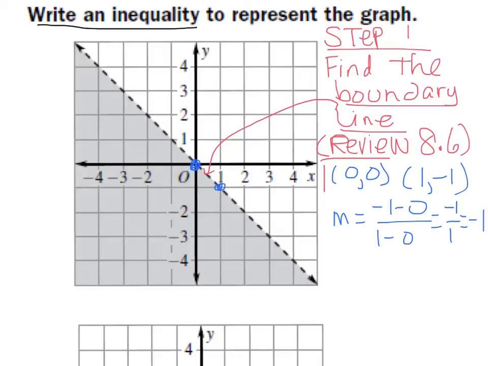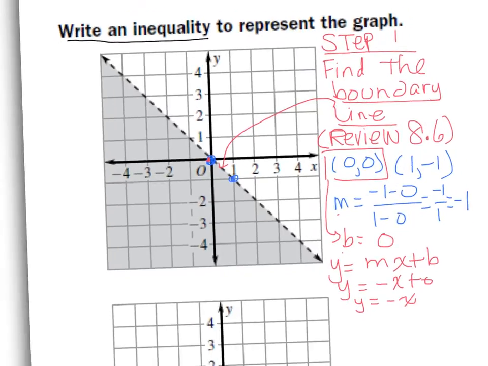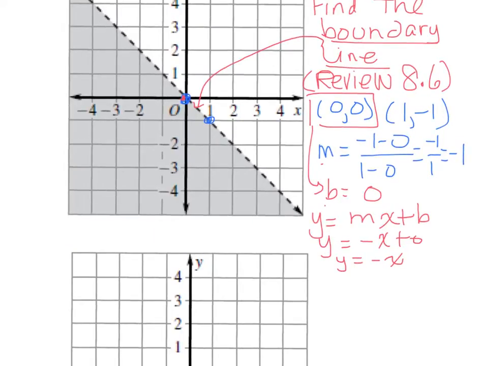I also know my y-intercept is 0. With these two pieces of information, I can write a linear equation. Or to be more specific, I am looking for the boundary line. So my boundary line here will be y equals -x.